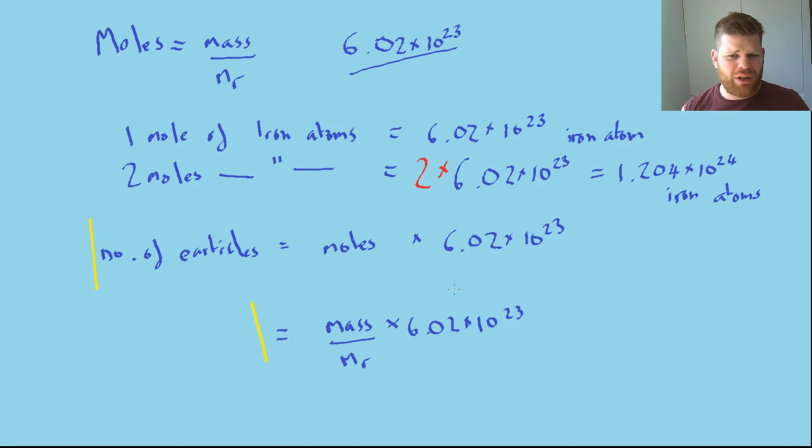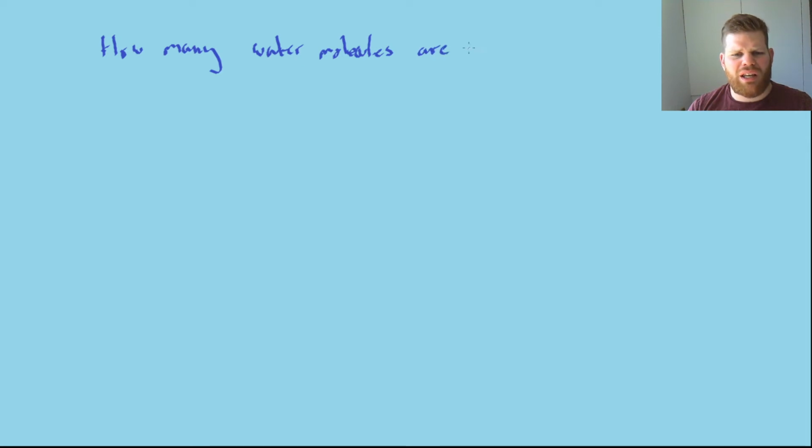So let's look at another couple of examples. Let's look at something a little bit different now. Let's talk about water. If I was to ask you, how many water molecules are in 18 grams of water? We need to think about a couple of things in this question. What's the important information? The first thing is that we've got this word molecules. The second is that we've got 18 grams. Those two things are really important.